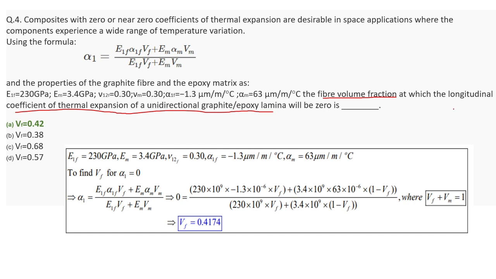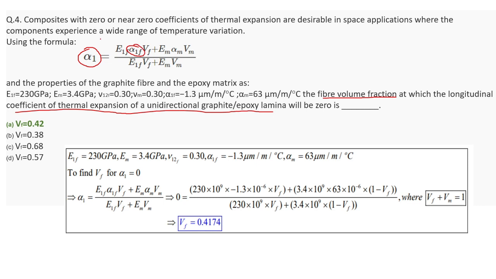Whenever you're solving this question, the most important thing is to understand what the words used to define all these values and parameters mean. Suppose here, they talked about the longitudinal. So we have to first see whether it is longitudinal or transverse. Longitudinal means the one which will have the suffix 1, and then they are saying the coefficient of thermal expansion of the unidirectional graphite epoxy lamina. So here they are talking about the whole composite and not the alpha 1 of the fiber or the matrix. From that you can differentiate whether they are talking about alpha 1 or alpha 1F.